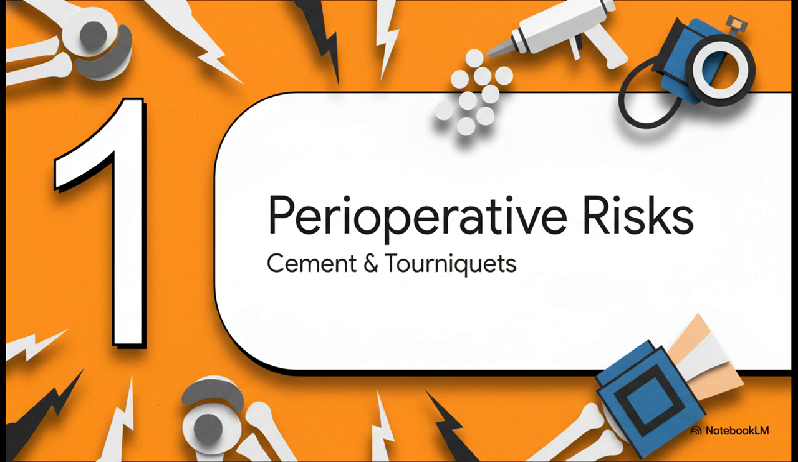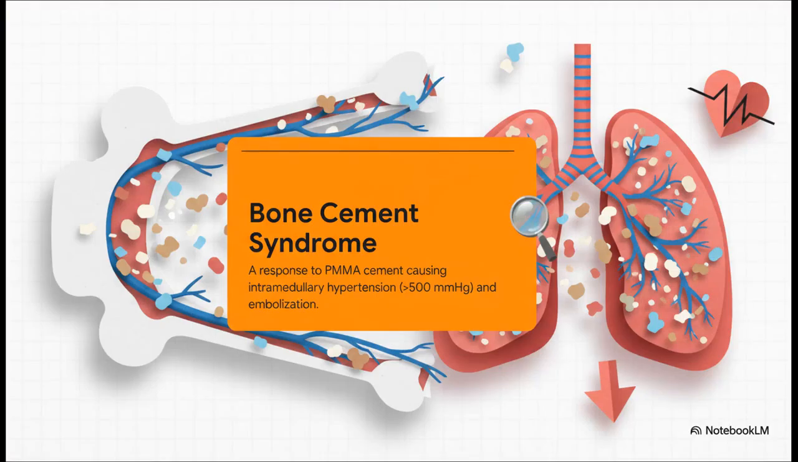I like to think of bone cement implantation syndrome, tourniquet physiology, fat embolism, and DVT as the 4 horsemen of orthopedic anesthesia. They're the major threats we are always on guard for. We'll begin with the first 2, which are direct consequences of the surgical technique itself: cement and tourniquets. So what exactly is bone cement implantation syndrome, or BCIS? Well, it's a truly dramatic and, frankly, terrifying intraoperative event.